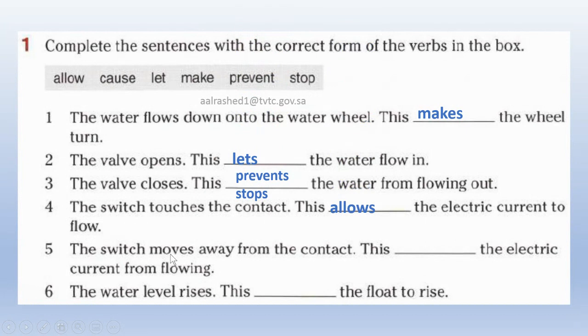Finally, 5. The switch moves away from the contact. This electric current from flowing. Again, we have ing. Once you see ing, you need to put one of these. The meaning says you need to avoid doing something. So either one is correct. This, because the subject in the previous sentence is singular.